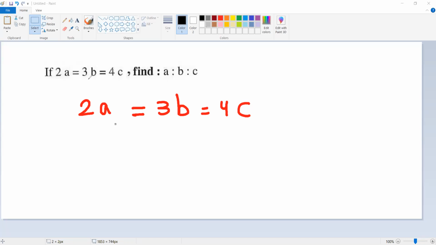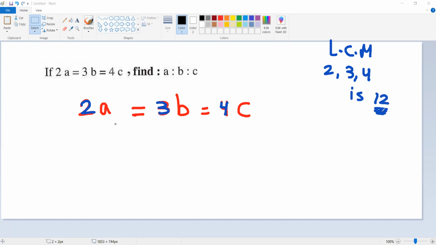Here 2a is equal to 3b is equal to 4c. Find a to b to c. I want to get rid of this 2, this 3, and this 4. So what is the lowest common multiple of 2, 3, and 4? You know the lowest common multiple of 2, 3, and 4 is 12.